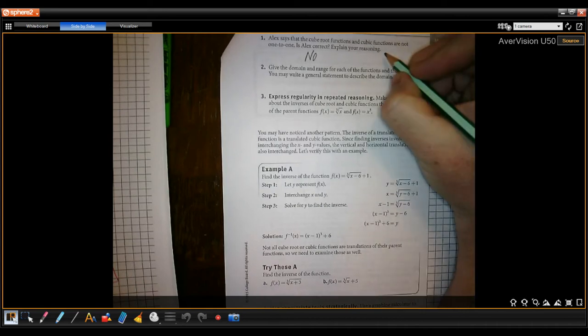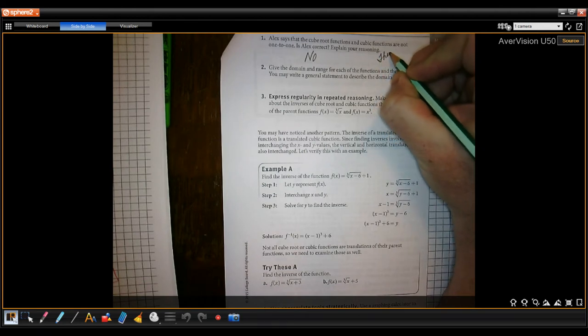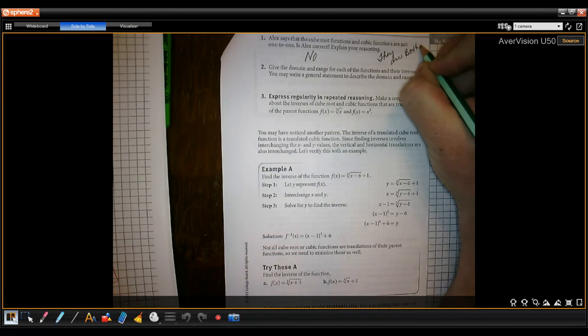Because you can tell that this one is a function and this is a function. Because for every x, there's only one y. For every x, there's only one y. Because it says Alex says the cube root are not one-to-one. No, because they're both functions. Give me a look for a second.